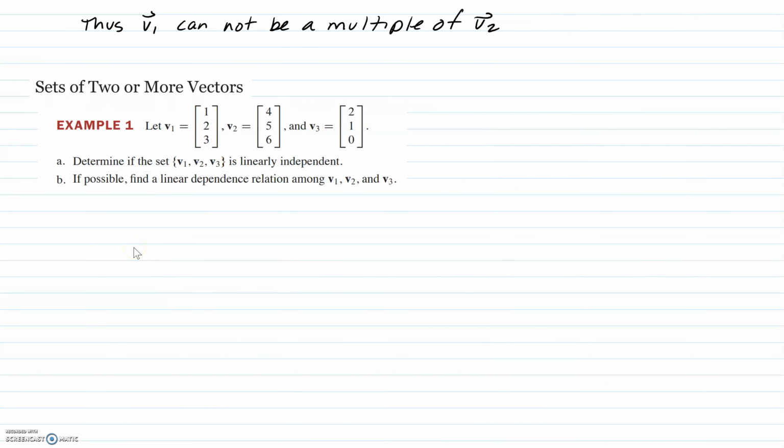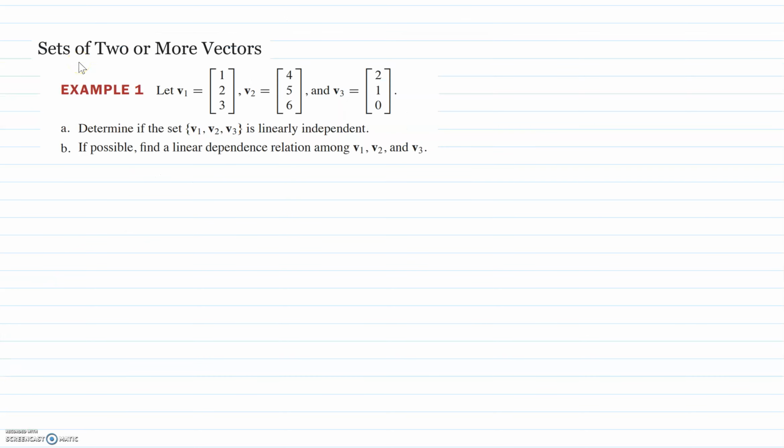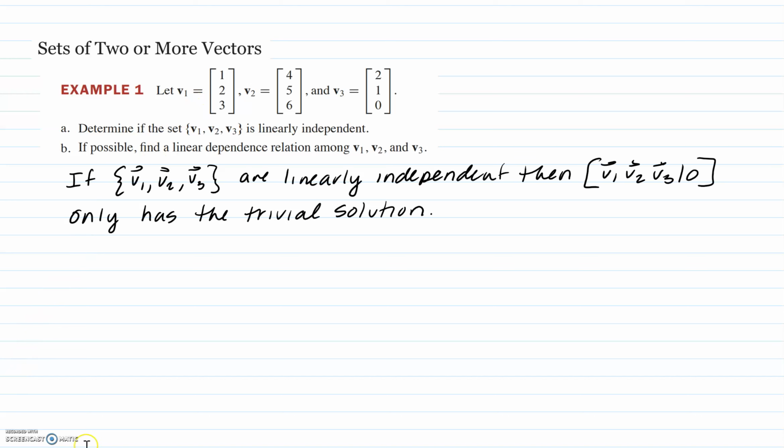So now let's look at a set of 2 or more vectors. So what if you have more than 2 vectors? Example 1 is an example where we have 3 vectors, and it says determine if the set is linearly independent. You can see none is a multiple of each other. So does that mean that they're always independent? Well, let's check it out. We know if v1, v2, v3 are linearly independent, then the matrix only has the trivial solution. So let's go ahead and look at that augmented matrix.